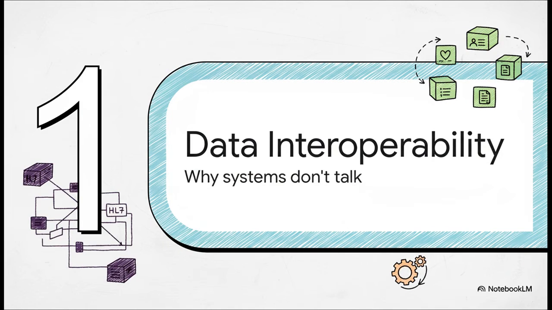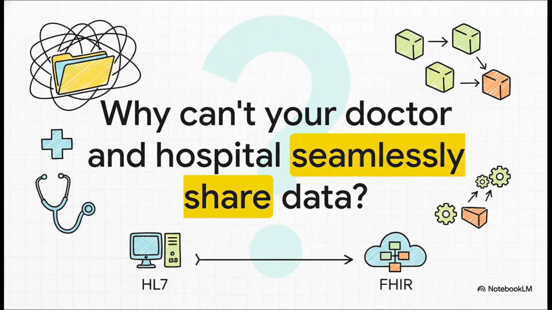Data interoperability. I know, it sounds super technical, but it really boils down to a pretty simple question. Seriously? In a world where you can order a pizza from your phone in seconds, why can't your doctor and hospitals seamlessly share your data? It seems like it should be easy, right? But this is the core data silo problem. Just imagine each system, the clinic, the hospital, the lab, all speaking a completely different language. That's exactly why standards like HL7 and FHIR were created, to be the universal translators and tear down those walls.